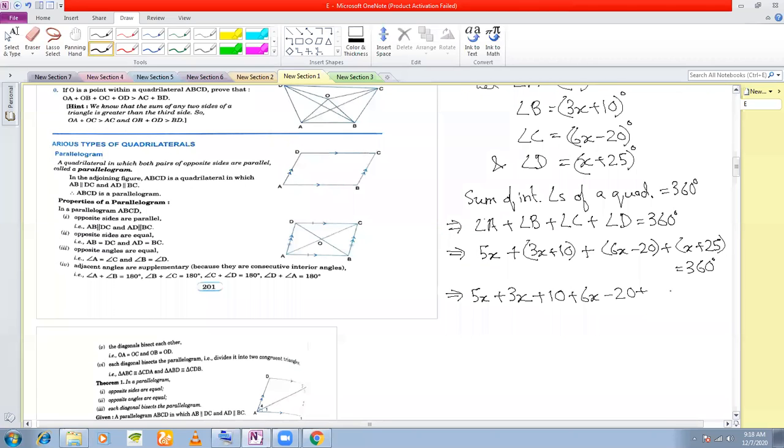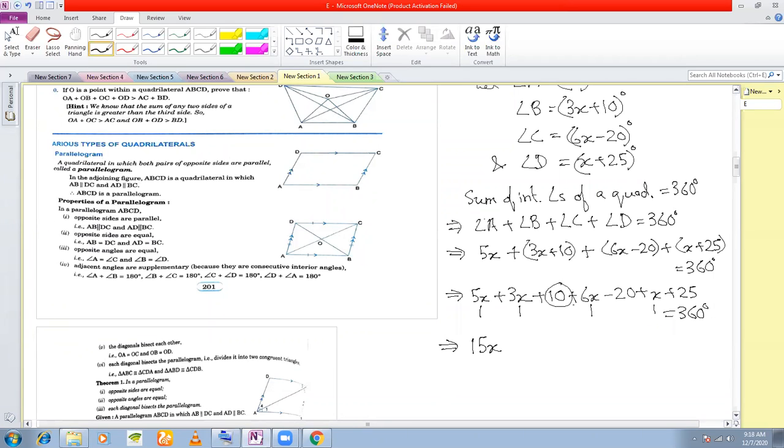You open the brackets here. Sign will not change because all have a plus sign outside the bracket. Add up the x's: 5x, 3x, 6x, x. What does it add up to? 5x plus 3x is 8x. 8x plus 6x is 14x. 14x plus x is 15x. So if you add up the x's, it comes to 15x.